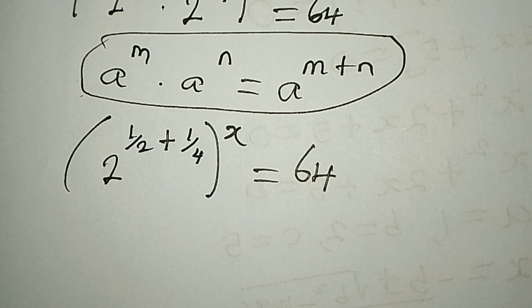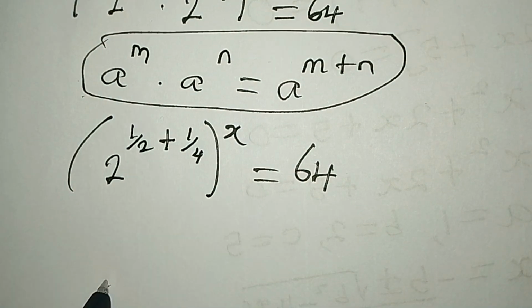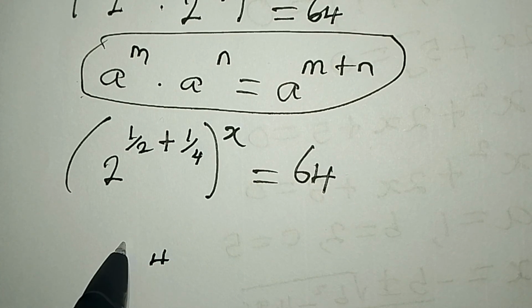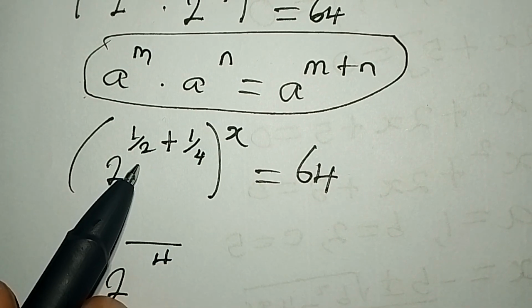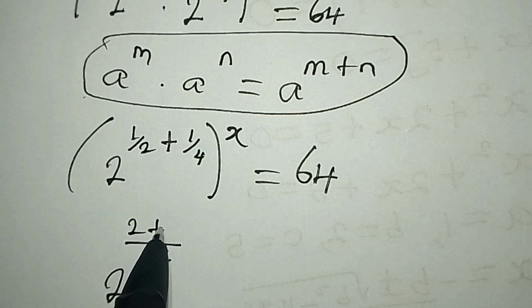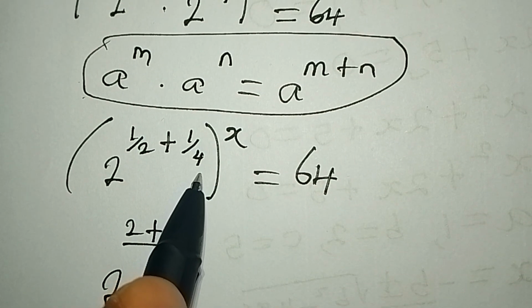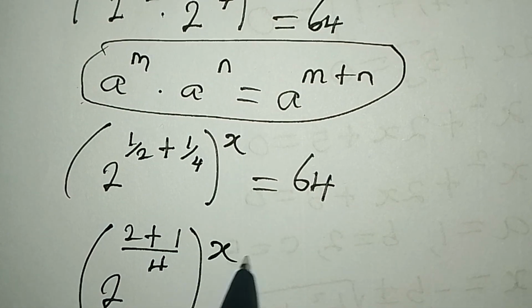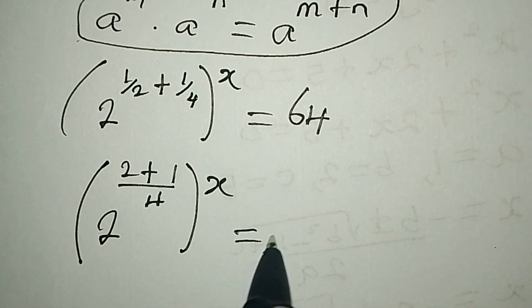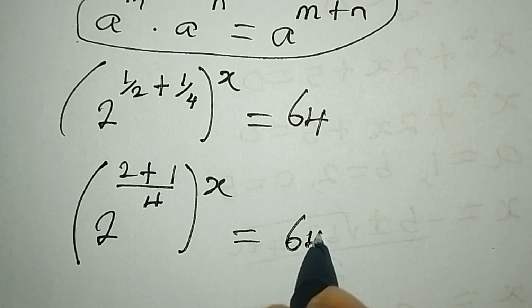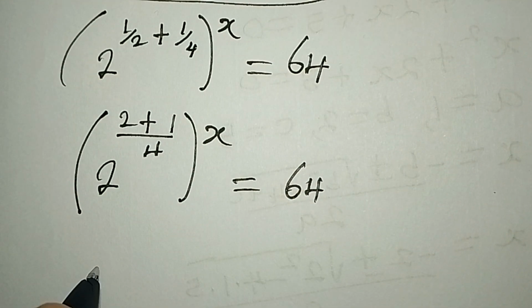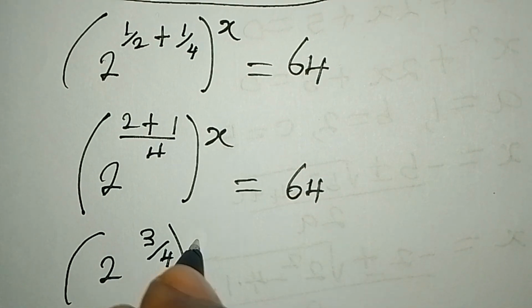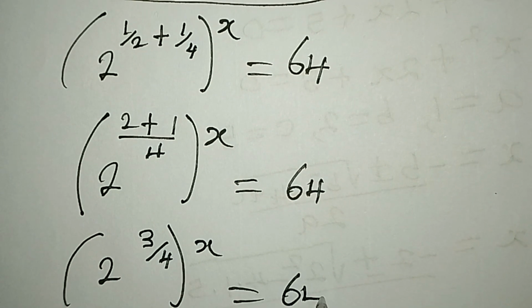To continue from here, we'll add the powers first. So we pick 2, the LCM of the powers is 4. Then 4 divided by 2 is 2 times 1 is 2, plus 4 divided by 4 is 1 times 1 is 1. Remember, this is still to the power of x, and this is equal to 64. Now we are having 2 to the power of 3 over 4, to the power of x, equals 64.